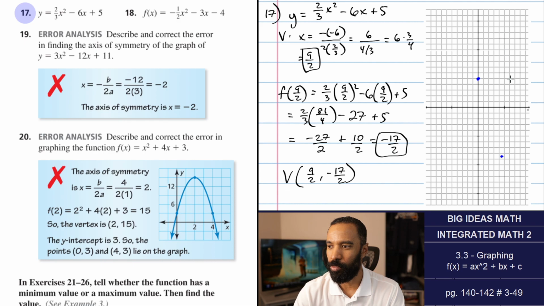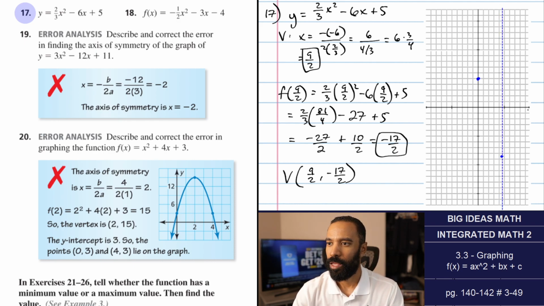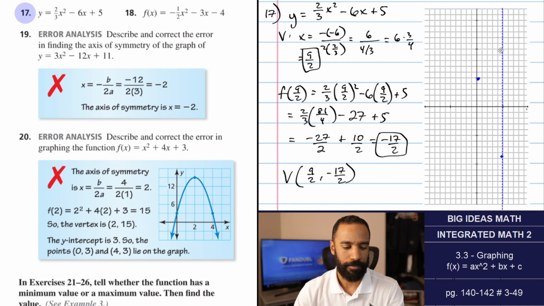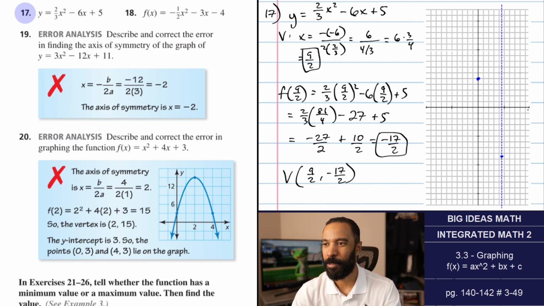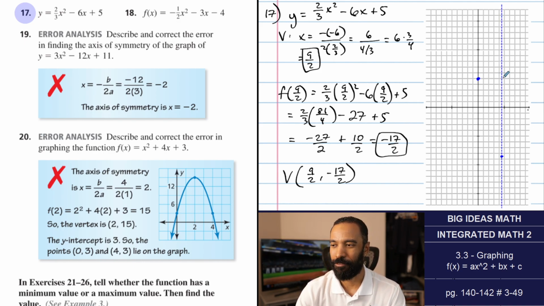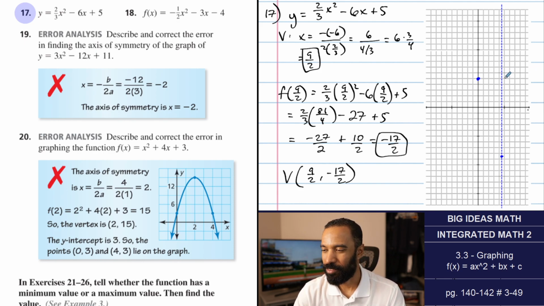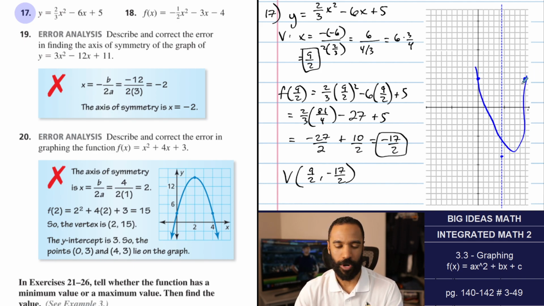So that one's weird, right? We're reflecting across this. So what's 4.5 halfway between? 4.5 is halfway between 0 and what? 9. 5, 6, 7, 8, 9. So there's another point. So I'm sure they'll just say, hey, draw the parabola.